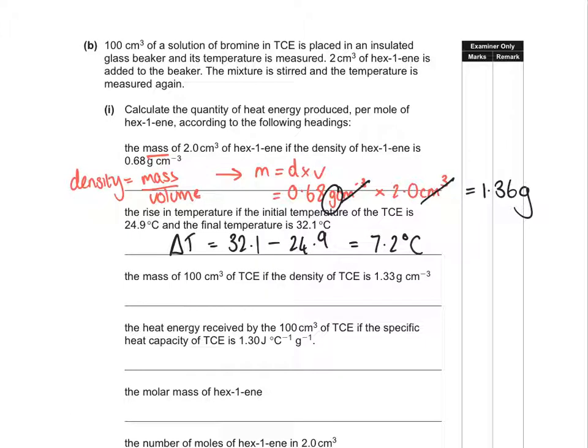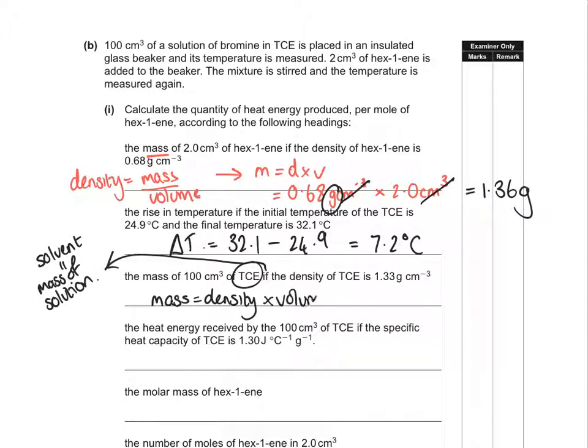Okay, the next part is the mass of 100 centimetres cubed of TCE. Remember, that's your solvent. And this is going to end up as the mass of your solution. So again, we're working out mass. Up in the equation above, we worked out that mass is density times volume. And so that's going to equal your density, which is 1.33 grams per centimetre cubed, and 100 centimetres cubed is your volume.